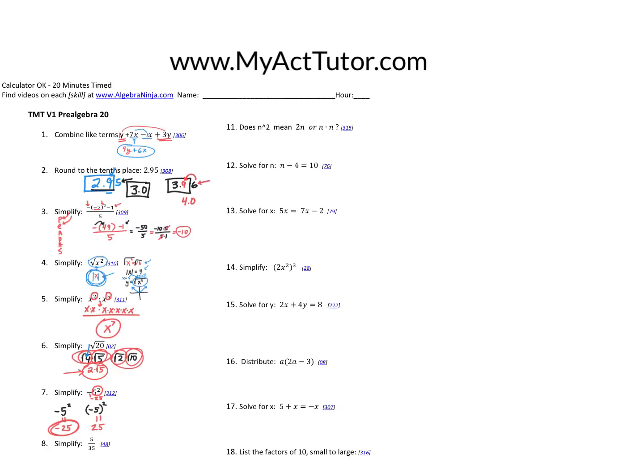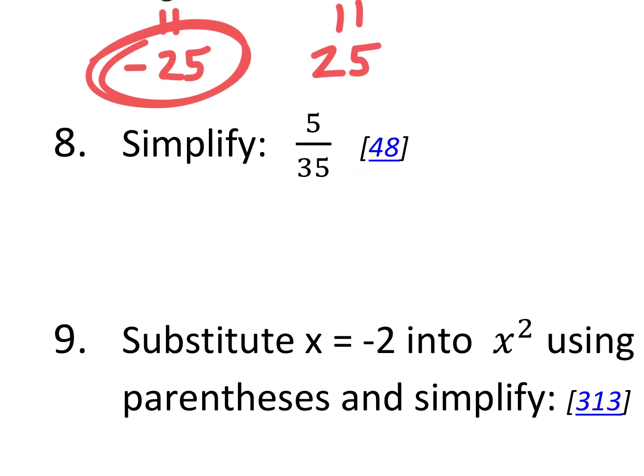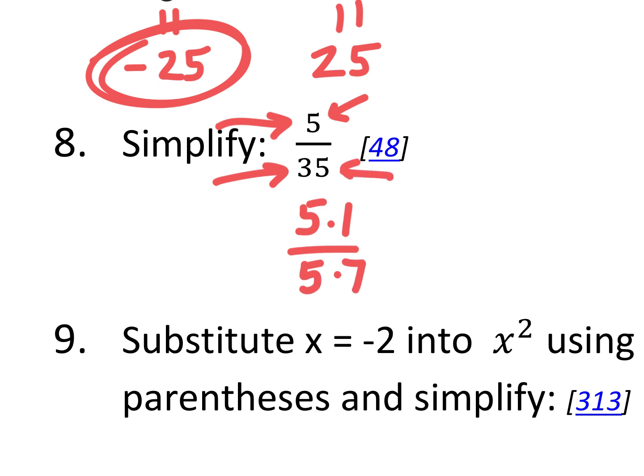So if we're going to look at skill 48, that looks like this kind of problem. So if you're going to simplify a fraction, I've found what I think is the easiest way to simplify these, and that is to factor the top and to factor the bottom. And you might say, what do you mean by factoring 5? You can't factor it. Sure you can. You can factor it in 5 times 1. So even if the number is prime, like 5 is, you can always use 5 times 1. How about 35? Well, that's 5 times 7.